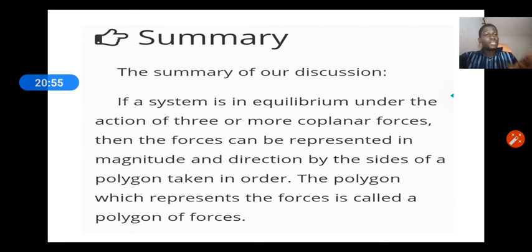For the example that we treated, we talked about how many forces? 5 forces. We resolved each of the forces to the x-axis and to the y-axis, equated the sum of those forces to 0 on the x-axis and the sum of those forces to 0 on the y-axis, and we solved simultaneously.